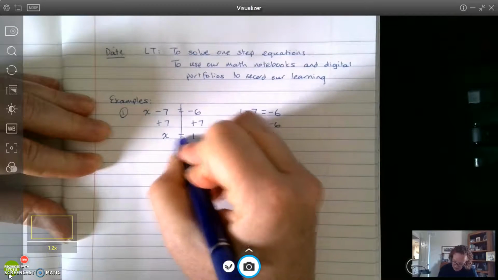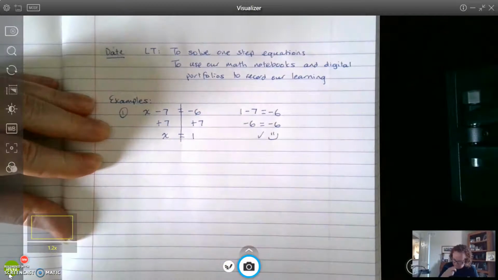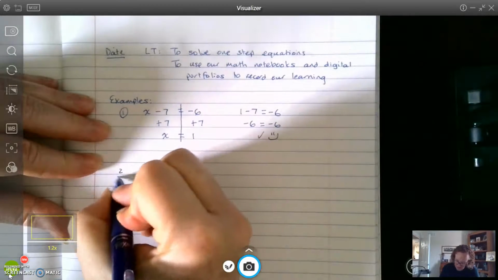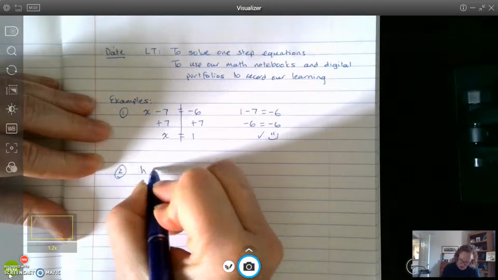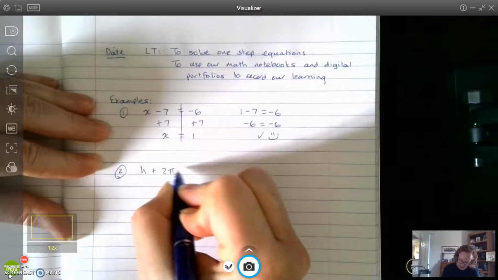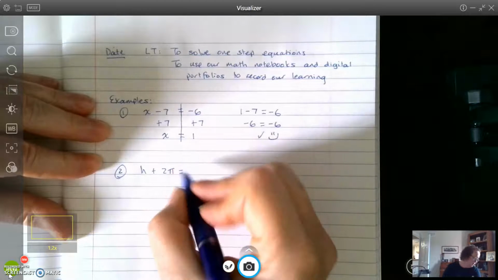I'm going to erase my little extra line here. I've got another example coming up. How about if I have h plus 2 pi equals 3 pi.